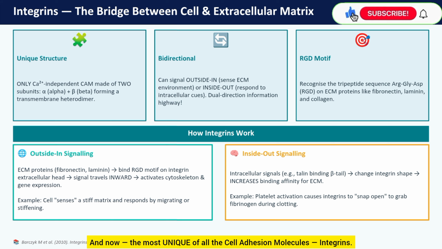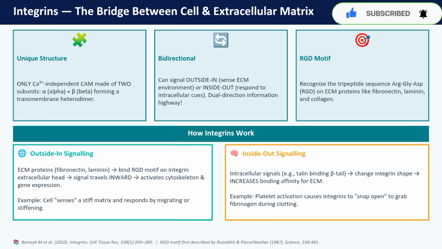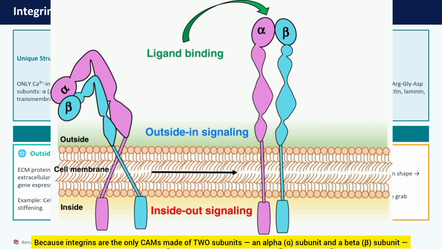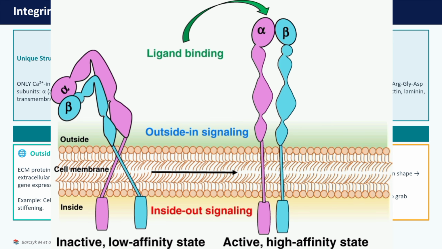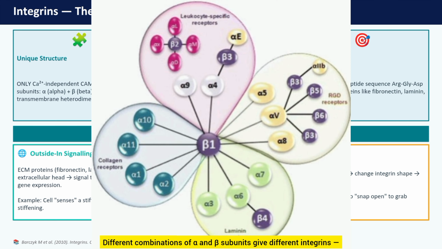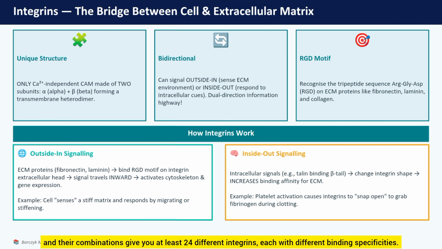And now, the most unique of all the cell adhesion molecules, integrins. Why unique? Because integrins are the only CAMs made of two subunits, an alpha subunit and a beta subunit, forming what we call a transmembrane heterodimer. Different combinations of alpha and beta subunits give different integrins. There are 18 alpha subunits and 8 beta subunits known, and their combinations give you at least 24 different integrins, each with different binding specificities.